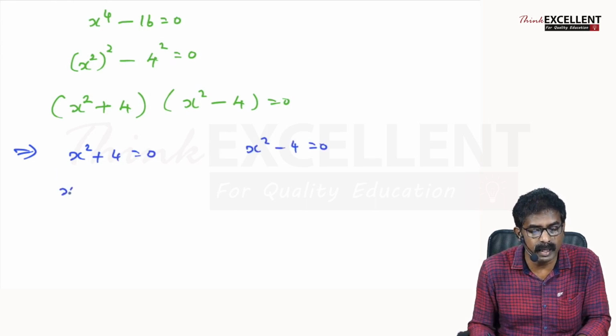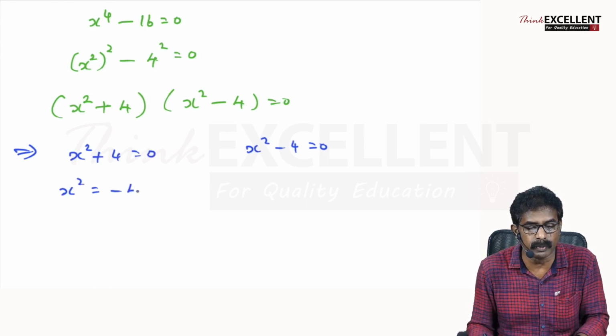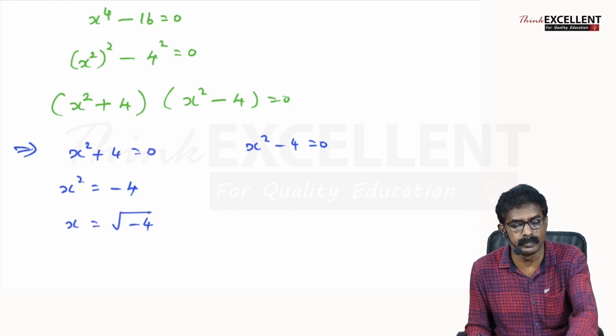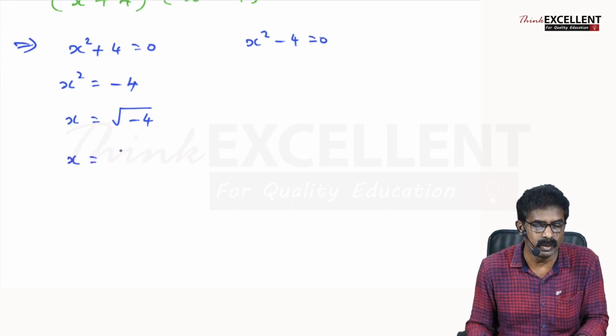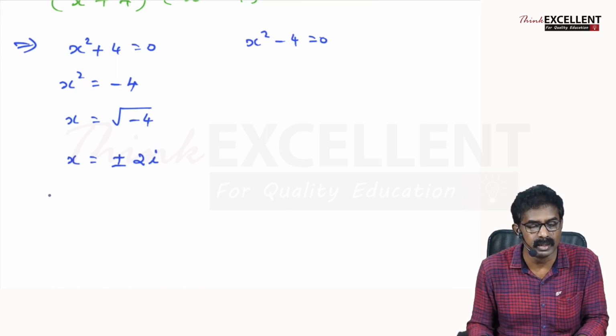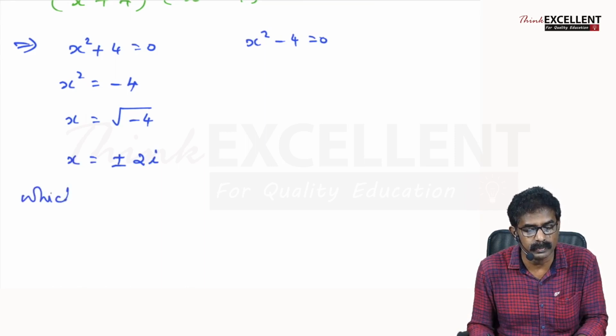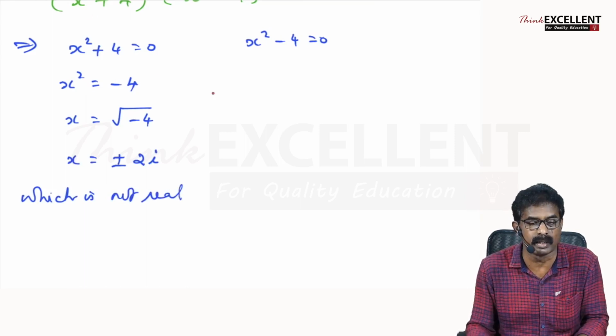So here x square is equal to, take plus 4 to the right side, you get minus 4. So x is equal to root of minus 4. So x equal to, can you tell me the answer for this? Root is there, plus or minus. Square root of 4 is 2. Minus is there, so i, right? So which is not real, or you say which is imaginary. So when you write the final answer, don't write that one, okay?